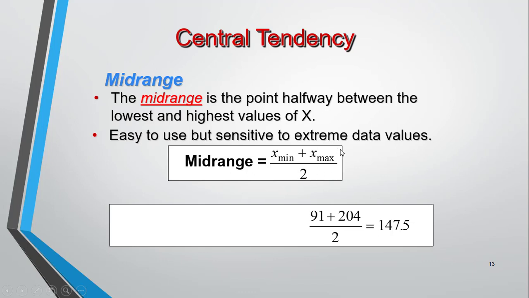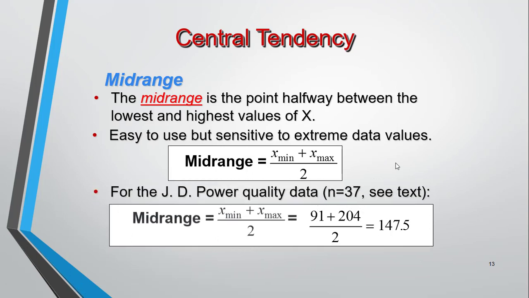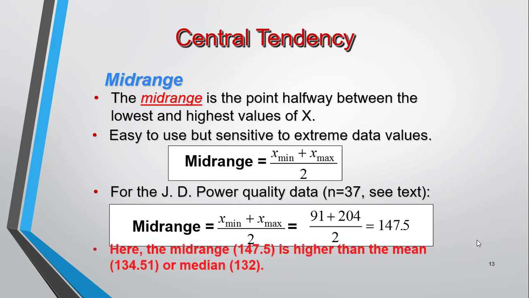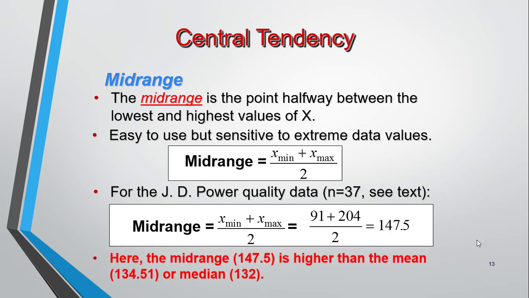You have a really large one or really small one, you find the average between the two, the mid, and that's your mid-range. That number could be affected easily. Okay? Again, for the J.D. Power Associates quality data of 1937 in the textbook, you have the minimum at 91, maximum at 204. You add the two, divide by 2, you get 147.5. That's your mid-range. Okay? And the mid-range is higher than the mean, which is 134, and the median, which is 132.